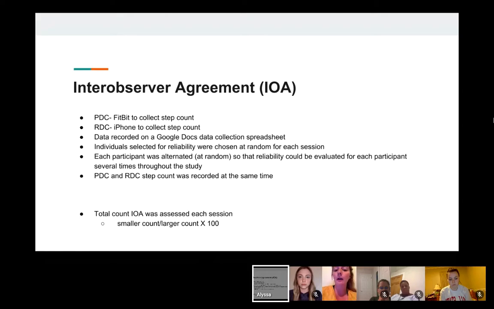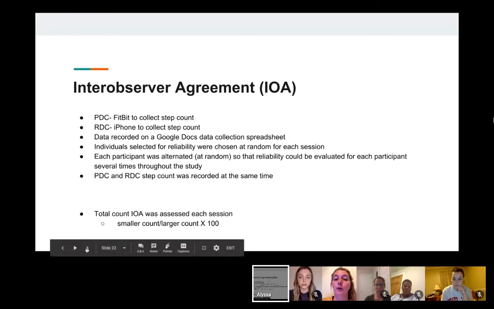We used a total count IOA, which is the simplest and crudest form of IOA, and we did that per session. So we took the smallest count and divided it by the largest count, and we multiplied it by 100 to get the percentage. As we said earlier, the primary data collector was the Fitbit, and the reliability data collector was the iPhone. We compared those 2 numbers, and that's how we got the numbers to plug into our formula.